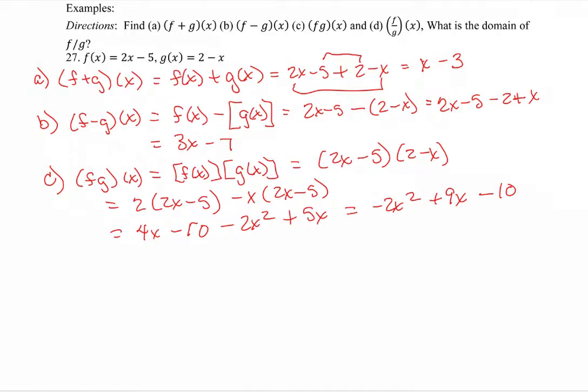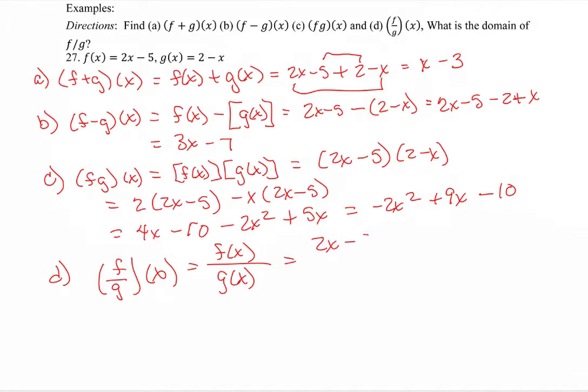All right. Now for part D, this is where our domain changes, so we get f over g of x, which is f of x over g of x. So that's 2x minus 5 over 2 minus x. But we can't have 2 minus x equal 0, so 2 cannot equal x. So this part of our domain changes in this one.